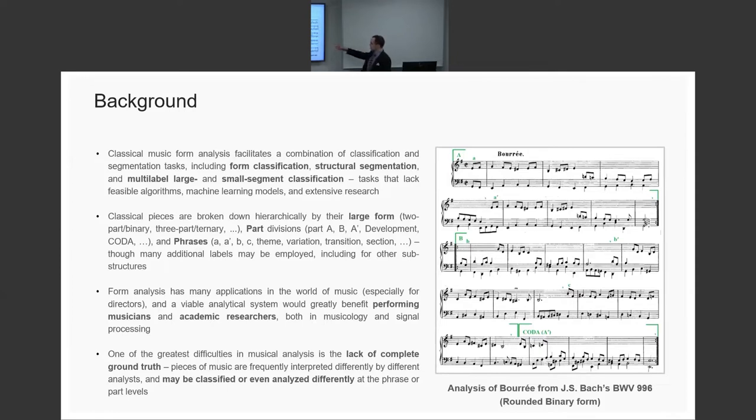So in this example that I have up on the right, this is what a typical form analysis would look like on the actual sheet music. So starting at the beginning, we have part A, phrase A. Phrase A goes for four measures, and then we have phrase A prime, which goes for four measures. We get into part B, phrase B. So we can see how the labels carry over throughout the whole thing.